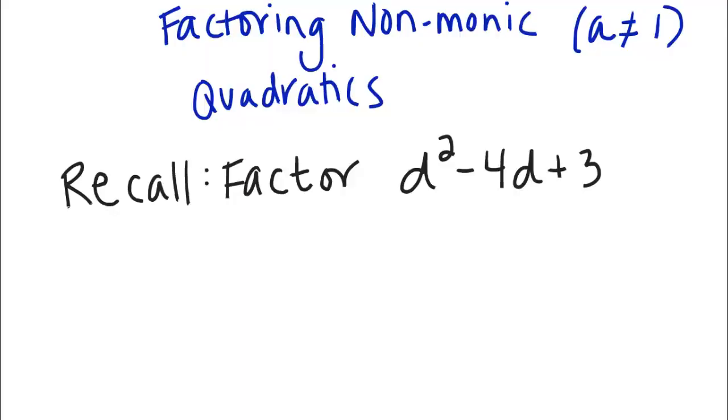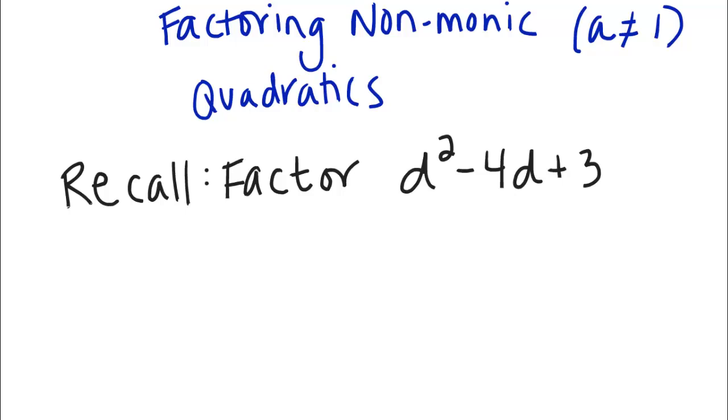These notes are about factoring non-monic quadratics. A non-monic quadratic is a quadratic where the a value, or the lead coefficient, the coefficient of the x squared term, is not equal to 1. So first we're going to start off actually with a monic quadratic, just for a quick recall.